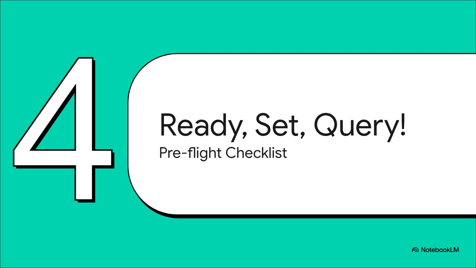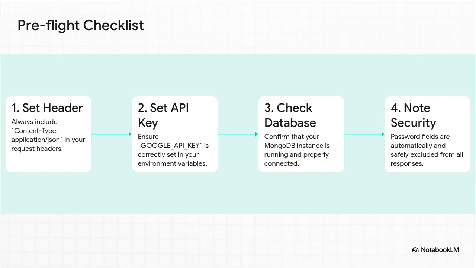So by now, you're probably ready to start firing off your own questions. But before you dive in, let's just quickly run through a little pre-flight checklist to make sure your environment is all set up for success. Okay, here are the 4 most important things to remember. 1. Always set your content type header. That's a must. 2. The agent relies on a Google API key, so you have to make sure that's set in your environment. 3. Might seem obvious, but your database actually needs to be running. And 4, this is a great built-in safety feature. Any sensitive fields, like passwords, are automatically stripped out of any response.